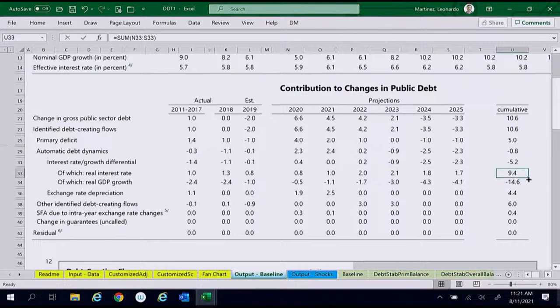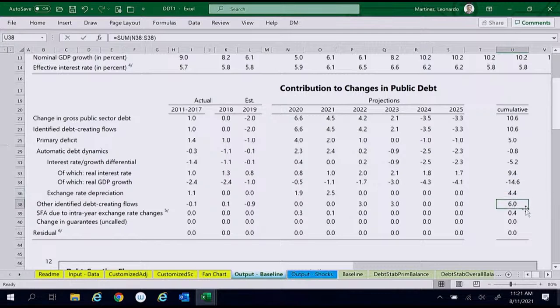The real interest rate contributed to an increase of 9.4% of GDP. Economic growth contributed to a decline of 14.6% of GDP. That is why it appears with a negative sign in the table. The exchange rate contributed to an increase of 4.4% of GDP.